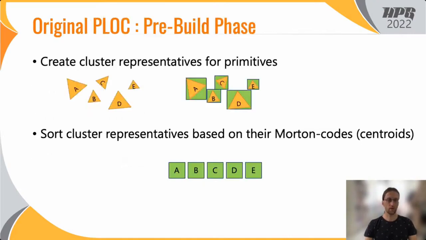Okay, let's have a look at the original PLOC algorithm first. It starts with a so-called pre-build phase. This phase gets a list of primitives, for example, triangles, as input. For each primitive, a so-called cluster representative, or short cluster rep, is constructed, which essentially is an axis-aligned bounding box with a bit of extra data. Then for each cluster rep, a Morton code is computed, and the list of cluster reps is sorted based on their Morton codes. The final output of this is basically a spatially sorted list of cluster reps.